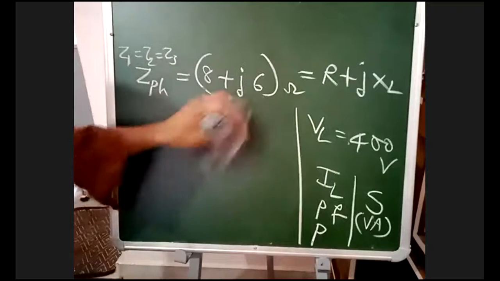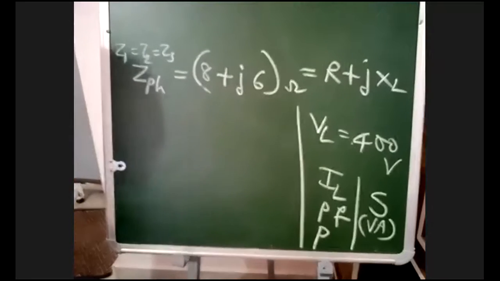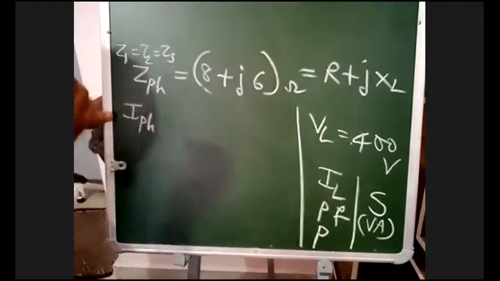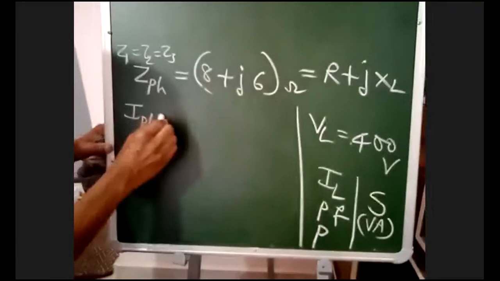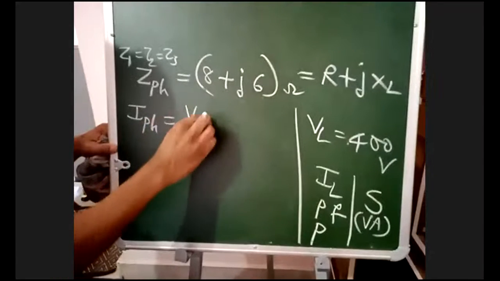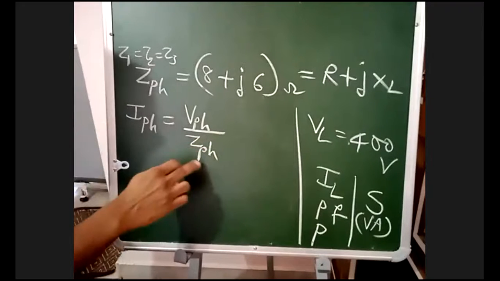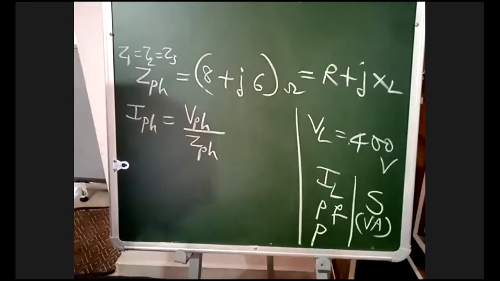See here, we know the phase impedance, so I can determine the phase current. Directly I can't determine the line current, because phase current is equal to phase voltage divided by phase impedance. I know the phase impedance, that's why I can determine the phase current. I can't determine the line current directly; first you have to determine the phase current.